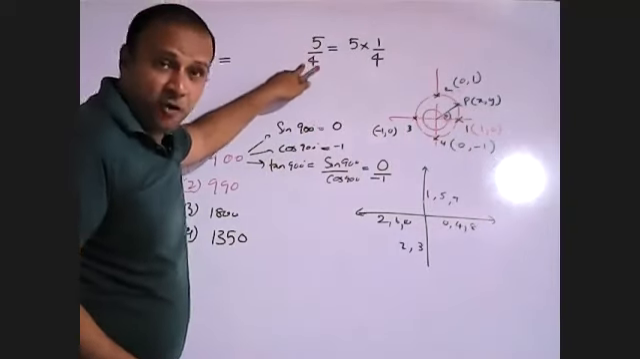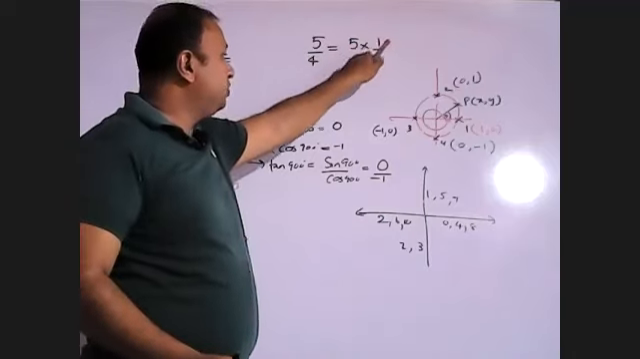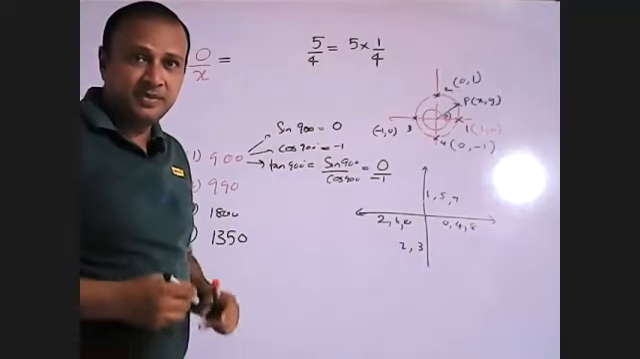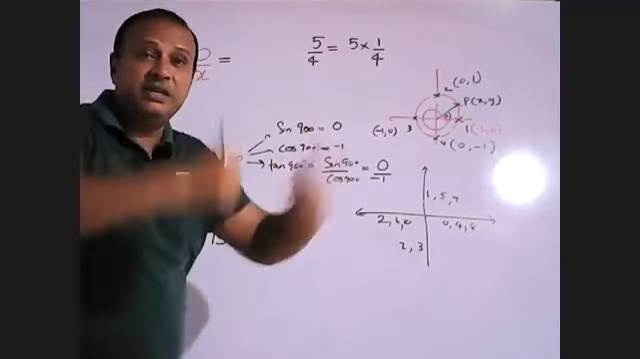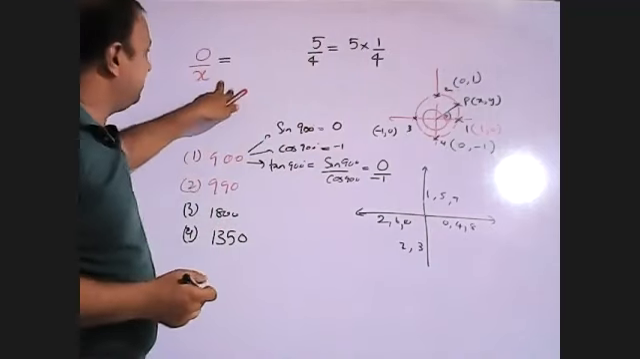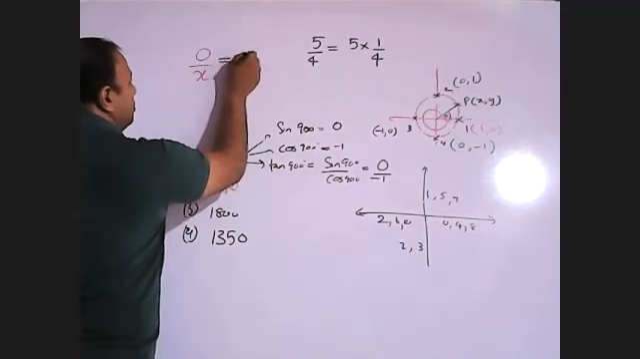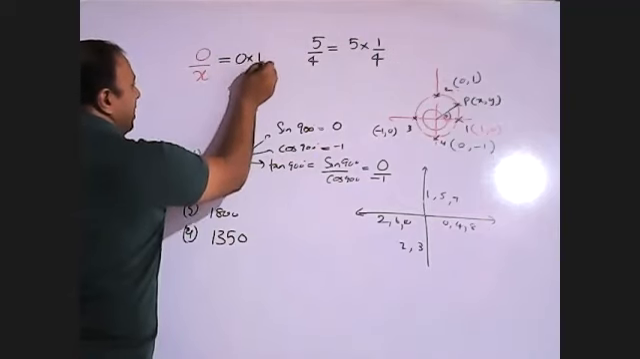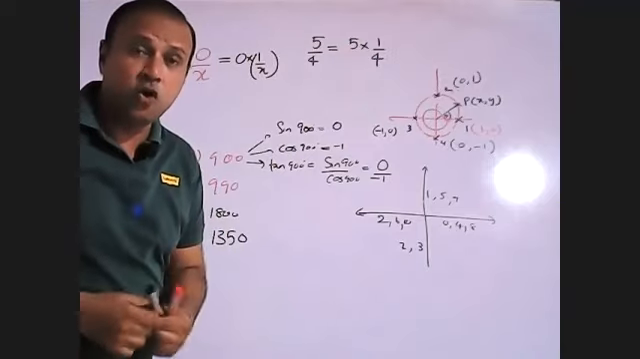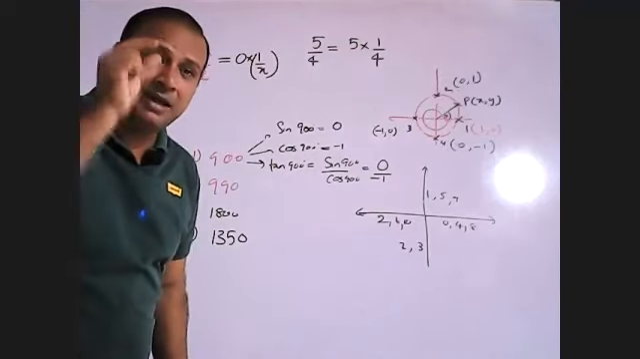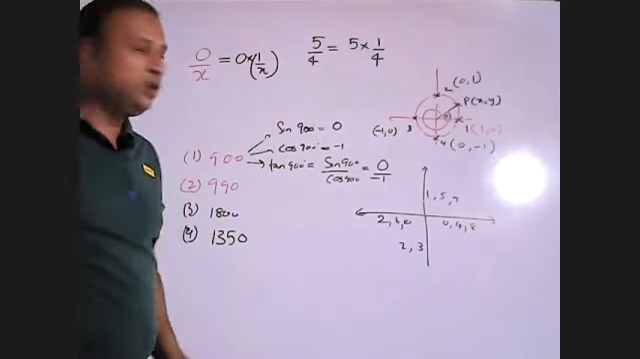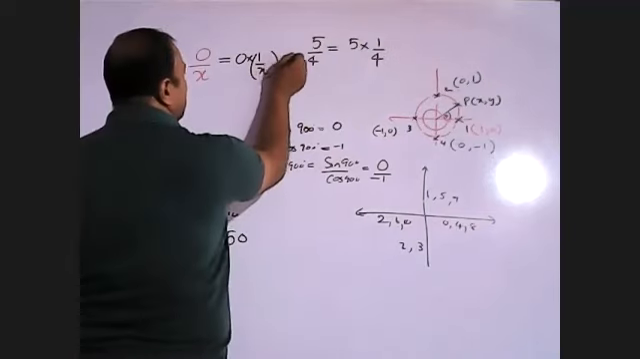5 divided by 4 means 5 into 1 over 4. 5 into 1 over 4 is equal to 5 over 4. You can separate this. Likewise, you can separate this. This is equal to 0 into 1 over x. If any number is multiplied by 0, it is equal to 0.